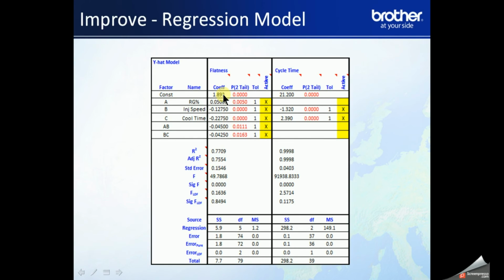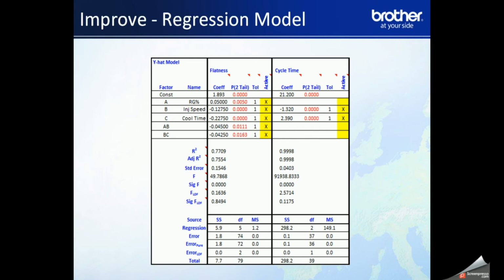So here, look, this is an injection molding. Here's the model that they've got. The R-squared, look, 0.77. That would be a little bit more like real life. The one next door to it, which is very high, cycle time. The reason why cycle time is very high, it has no variability. It's a computer controlled process.